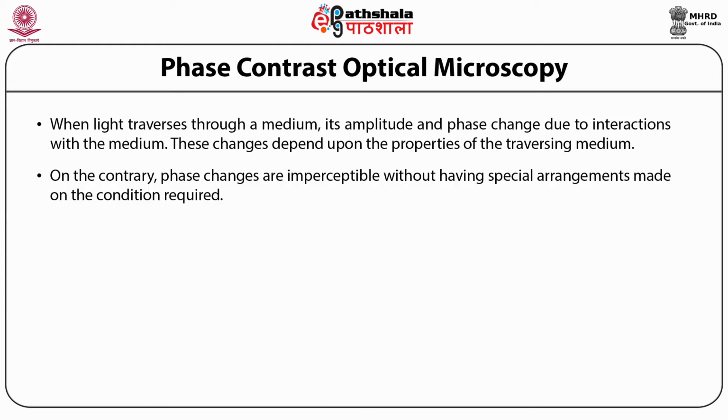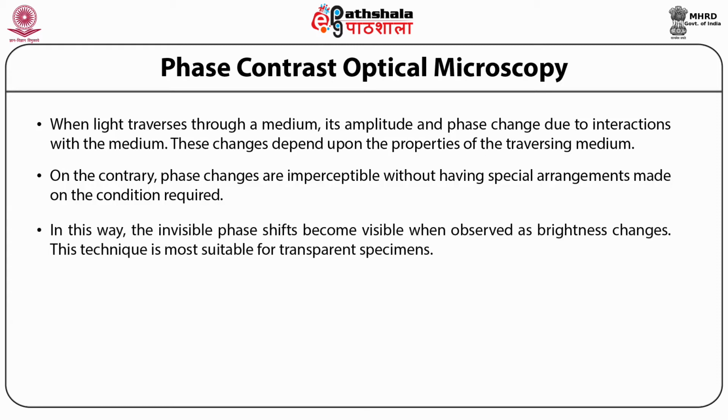Phase contrast microscopy is an optical microscopy technique which works on the principle of converting phase shifts in light to variations in the brightness of the image. In this way, the invisible phase shifts become visible when observed as brightness changes. This technique is most suitable for transparent specimens.